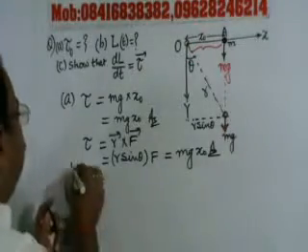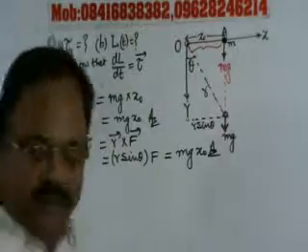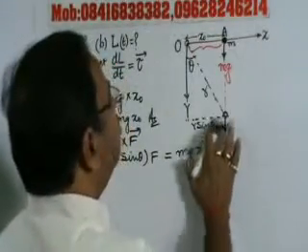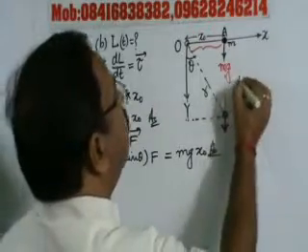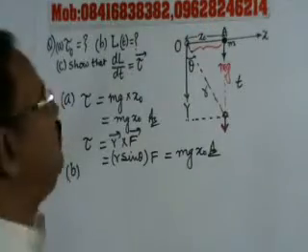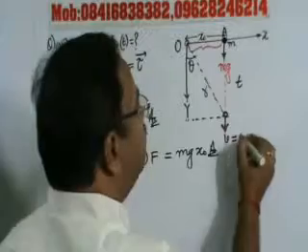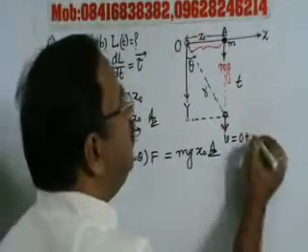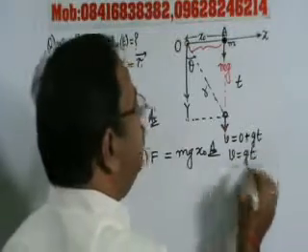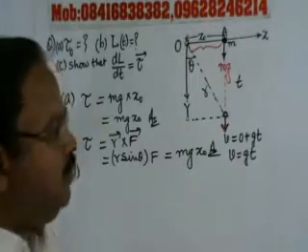Now part B, for angular momentum. Let us see as the time passes, after time t, what will be the velocity of the body? This body will acquire a velocity v equal to u plus gt, and initially u is 0, so v will be equal to gt. The velocity of the body at any time t will be equal to gt.